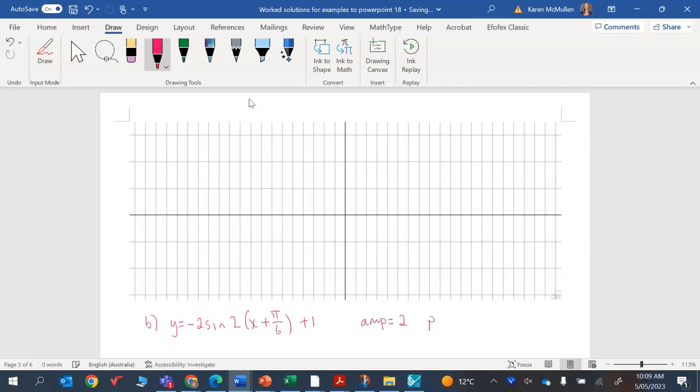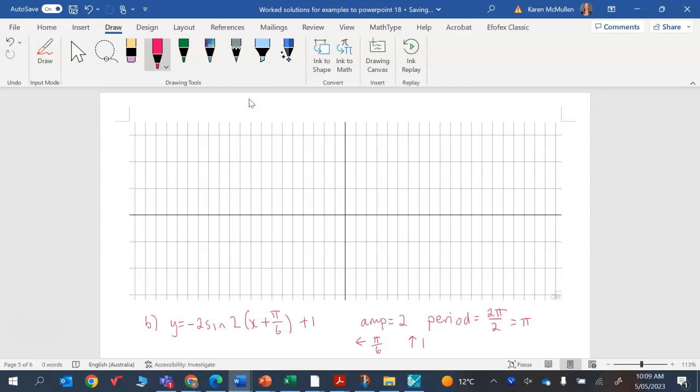Amplitude is 2, period is 2 pi on n, so n being this number out the front of the bracket, which is 2. And so your period is pi. We've had a horizontal translation, pi on 6, so we've gone to the left, pi on 6, and we've gone up 1.